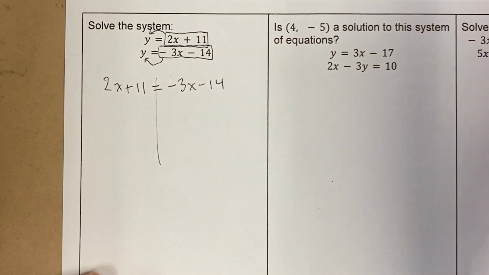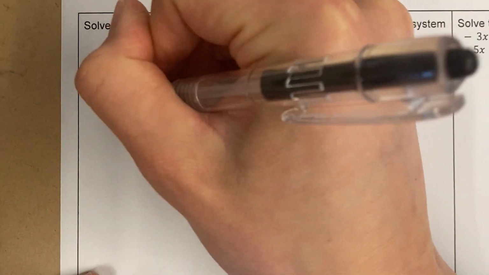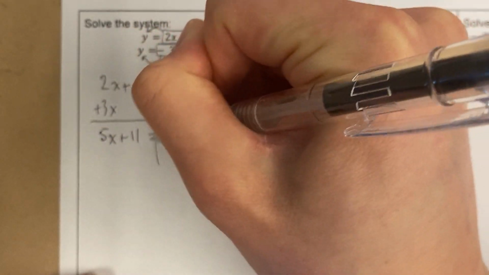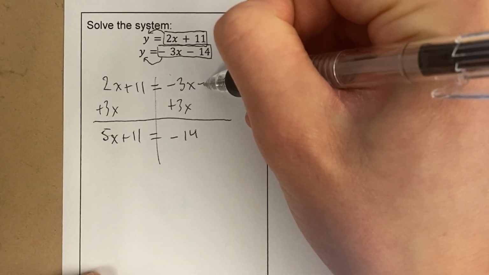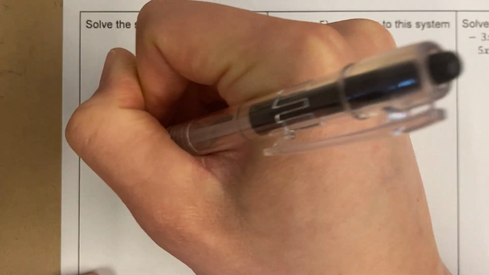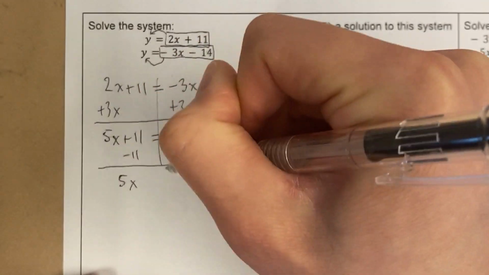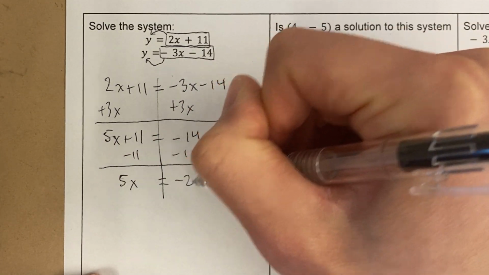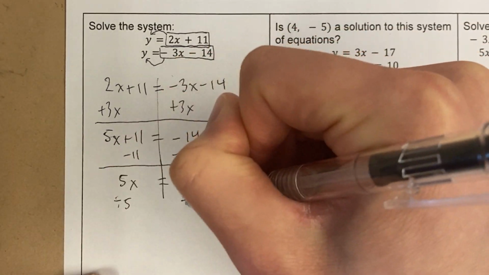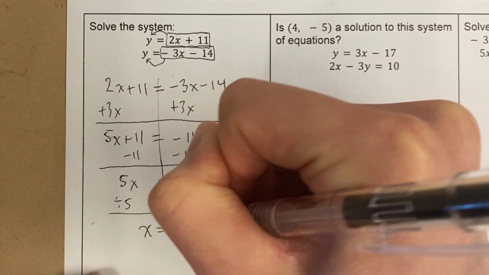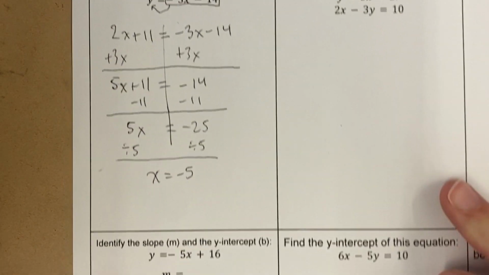So now that I have this equation, I can go ahead and solve. I have x's on both sides. I'm going to go ahead and move the x's off the right side. Okay. Notice this is a negative 14. And now I'm going to get x by itself. I'm dealing with my addition and subtraction first here. I'm going to divide to get x by itself. And I get x equals negative 5. Okay. Now that's my x value.